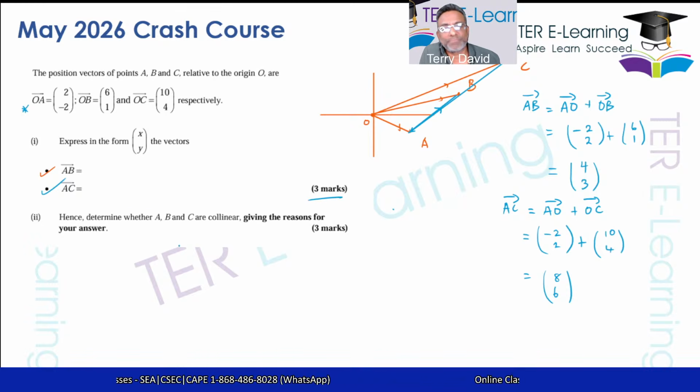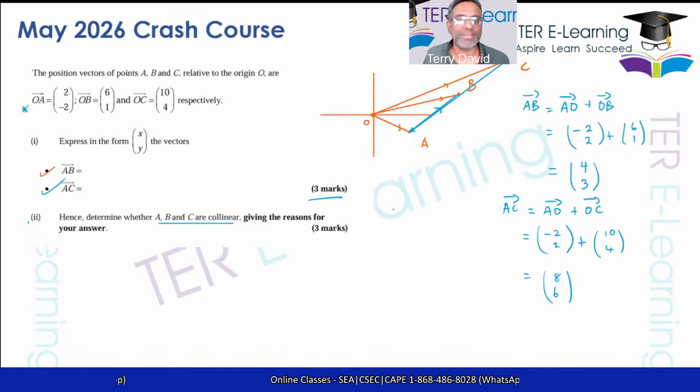Easy 3 marks. The next part says, hence, determine whether A, B, C are collinear and give a reason for your answer. This is a common question that CSEC brings in the exam, and lots of students get it wrong because they're not sure how to actually answer the question.